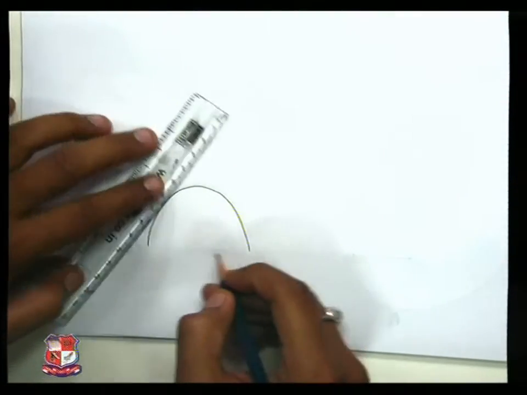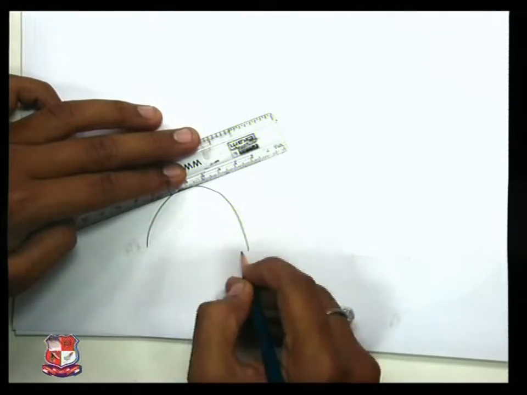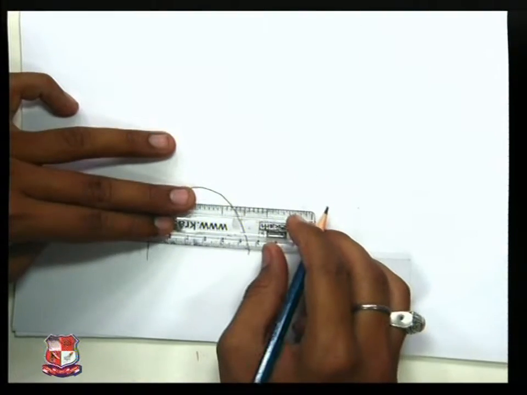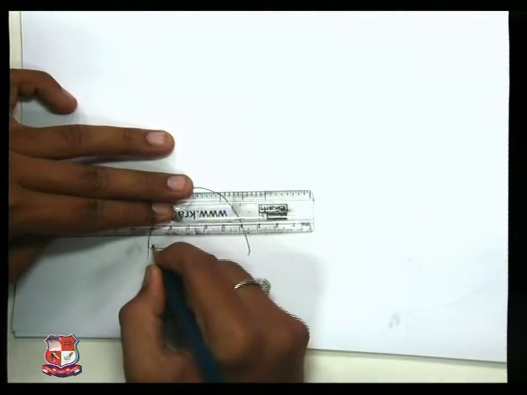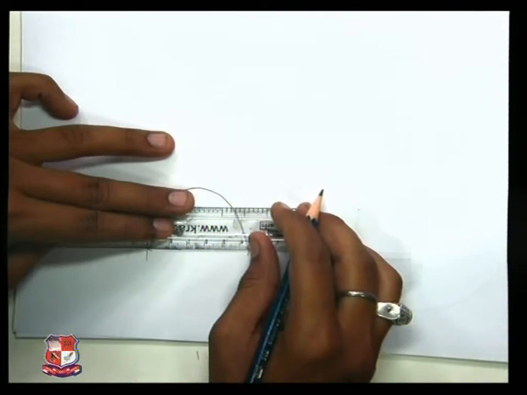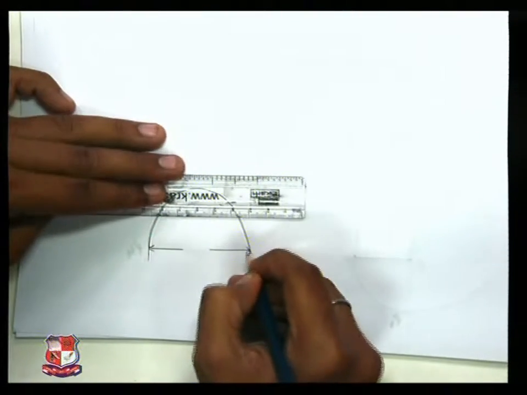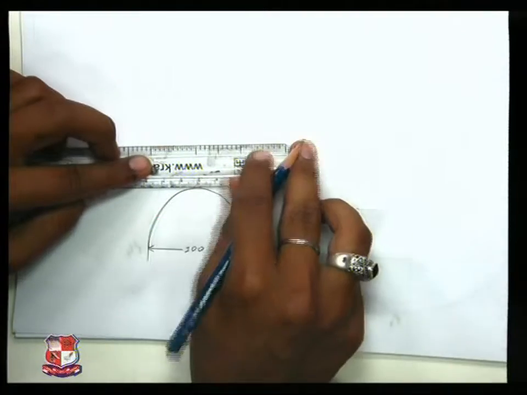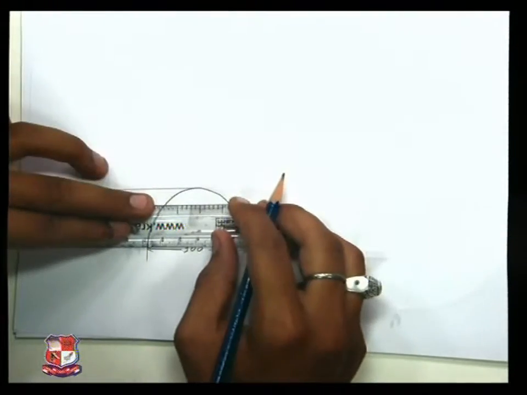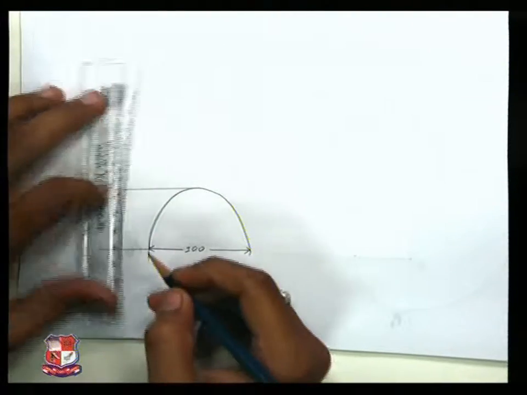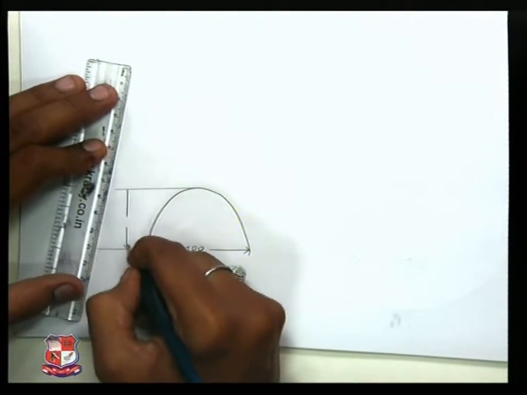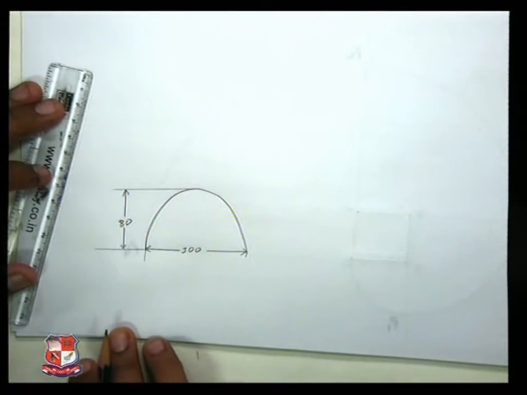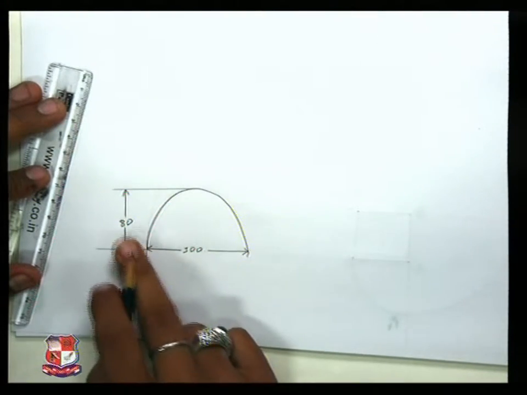In this, what you require is the dimension between these two outermost points. This dimension is the base length. Suppose sometimes it's 100 mm. And what is the height of the parabola? The height of the parabola is from the base to the highest point. This is 80. So this is how a parabola looks. Base length is required and a height is required.